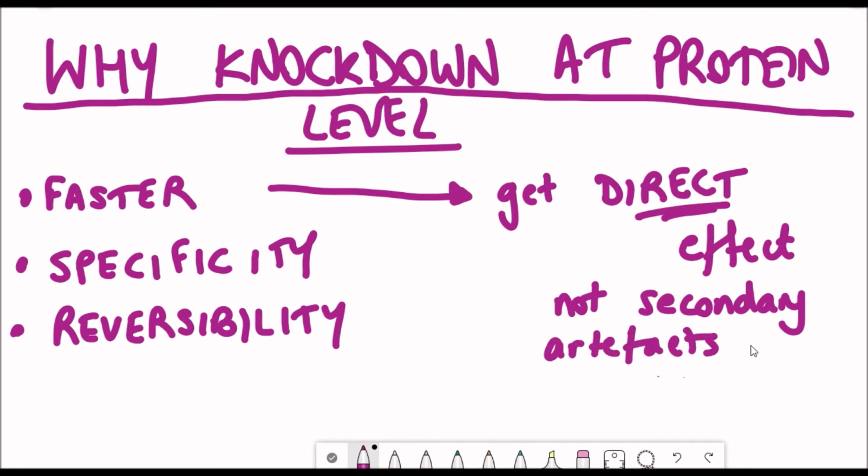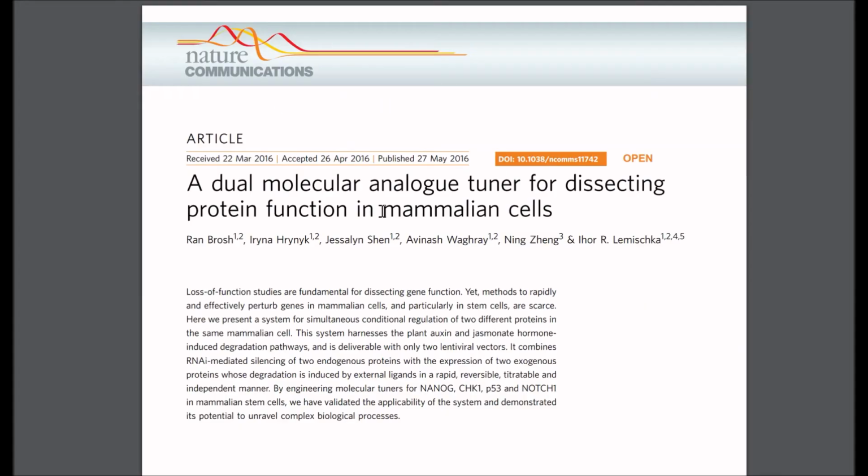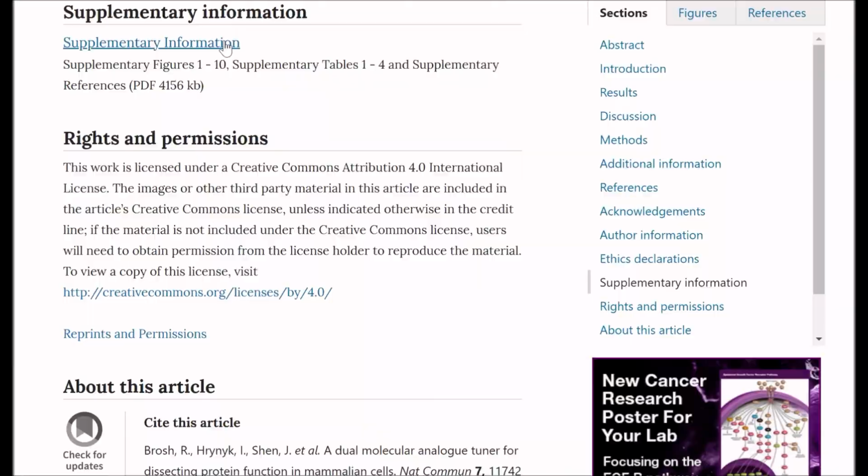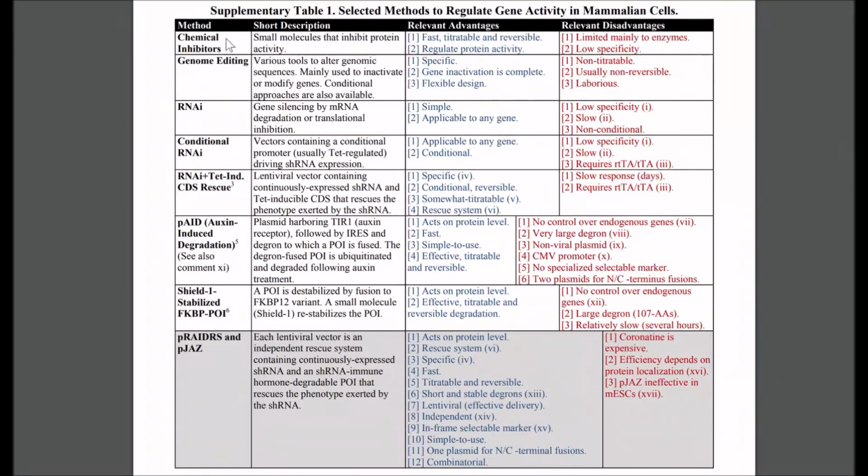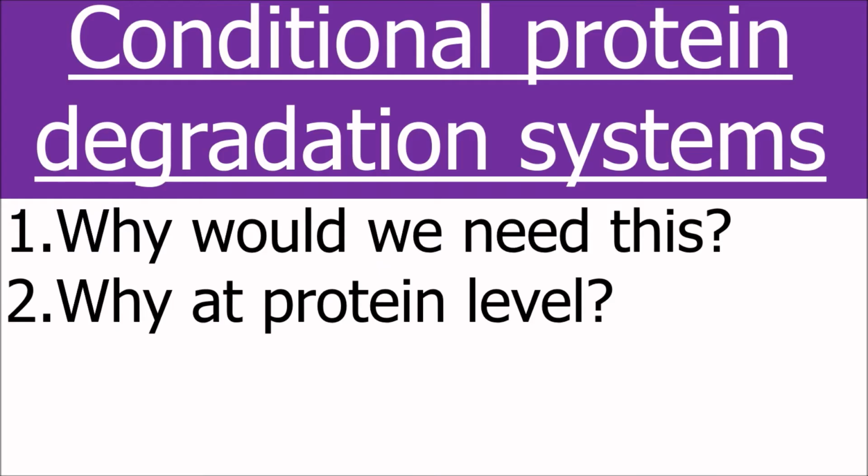The other thing with it being very fast in terms of the knockdown is that we get a direct effect, as opposed to a slow depletion that might introduce secondary artifacts. We'll come back to this Nature paper later, but in the supplementary they have a very nice table that summarises all of the benefits and limitations of using these different systems if you want that little bit of extra detail.